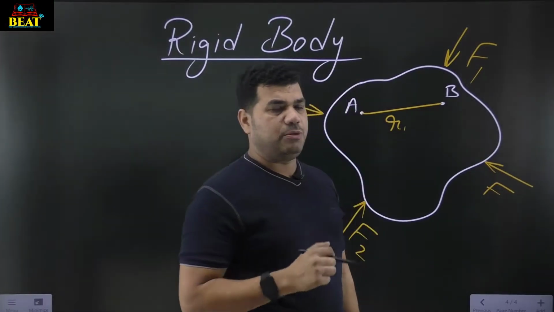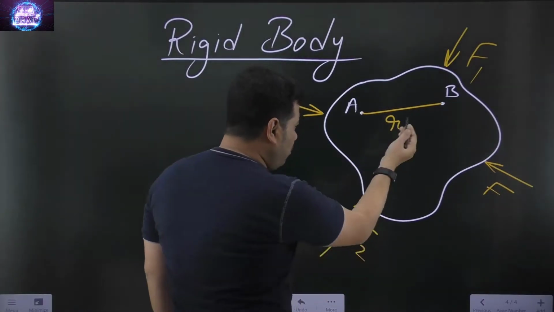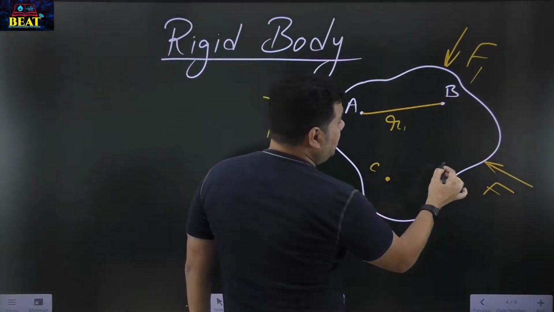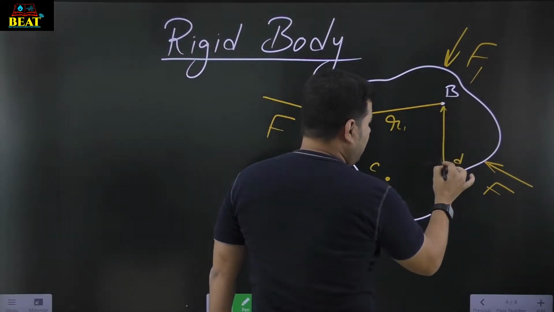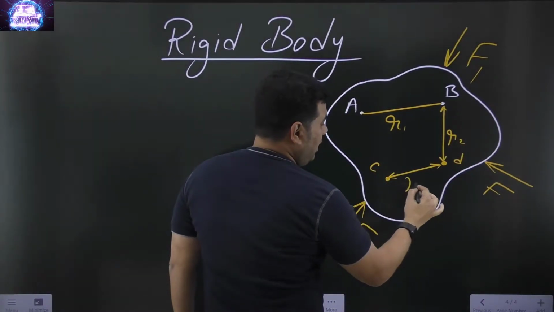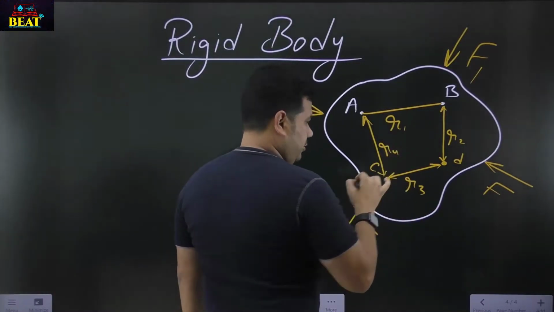But if it is a rigid body, the distance between the 2 points, you can say R1. Maybe there is another point, you can say C. Maybe there is another point, you can say D. And the distance between them is, you can say R2. The distance between them, you can say R3. The distance between them, you can say R4.